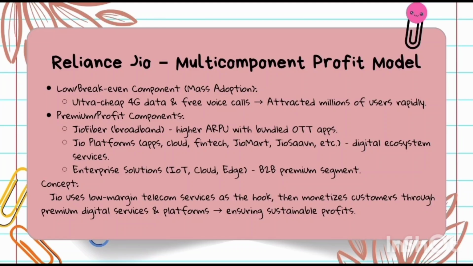The core idea here is simple. Jio uses low cost telecom as a hook to scale rapidly, but the profitability comes from the premium services that sit on top of that base. This combination ensures not just reach but also sustainable profits.